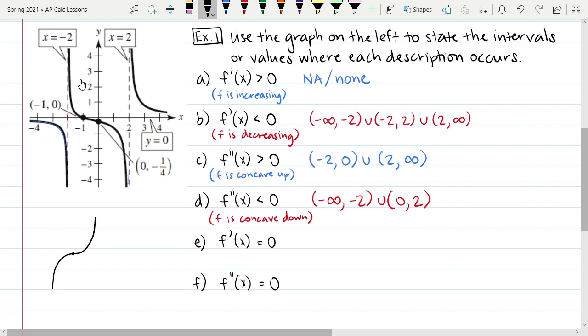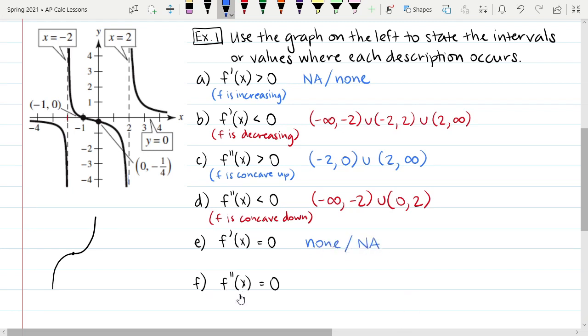So I don't have that anywhere here though. It kind of flattens out here in the middle, but notice that that tangent line would still be at a slight angle downward. So even that's not a horizontal tangent line. So there are no values of x at which this function would have a horizontal tangent line. So f prime of x equals 0 would be none, or again, NA.